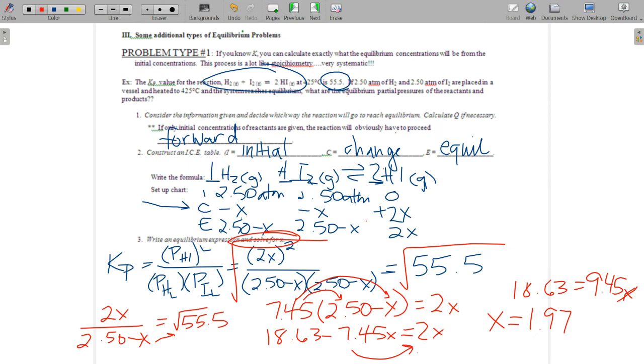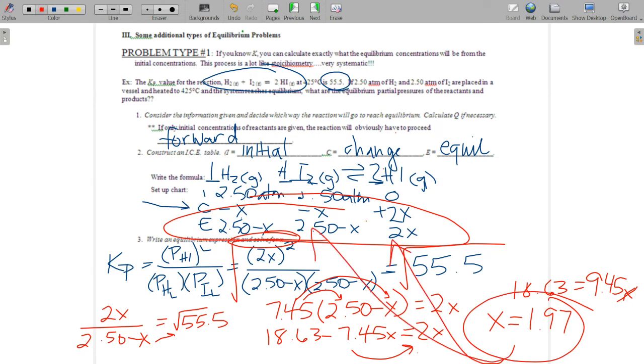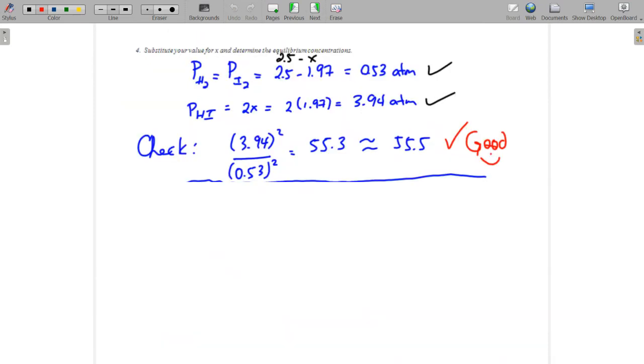Now, we're not finished with the problem because none of these over here are x, and it asks me to figure out the different partial pressures. So the last step is you've got to take this x and plug it in to all of these to figure out our pressures. So that's what the next slide says.